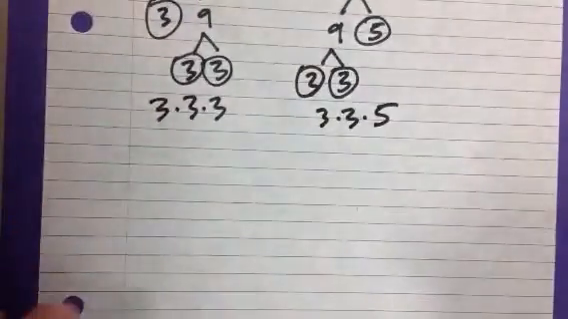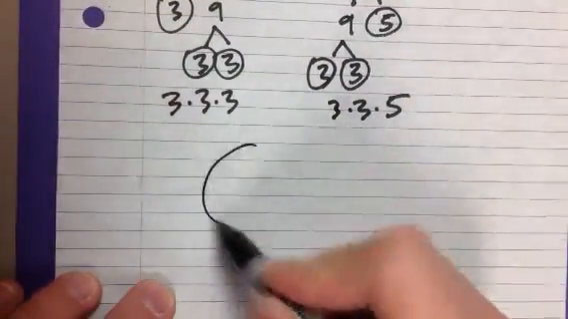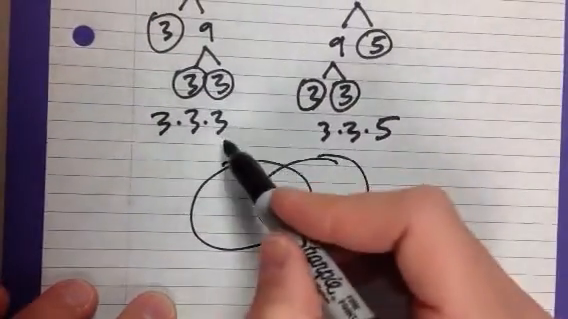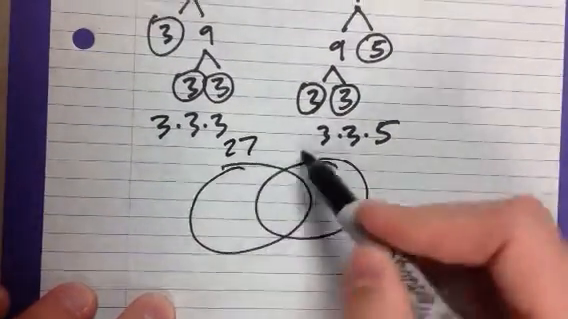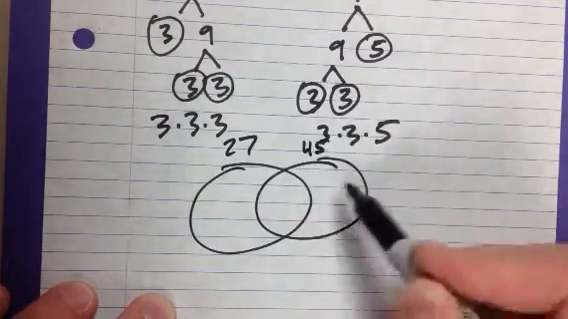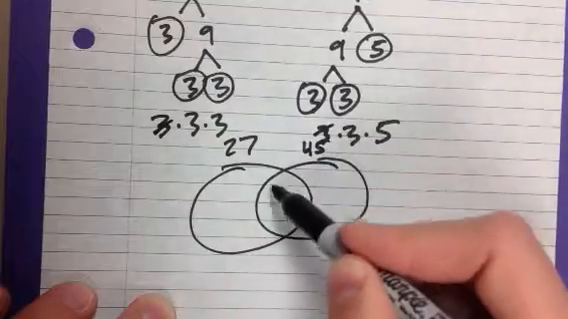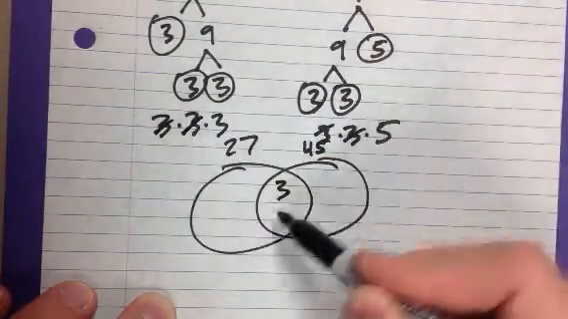Then we make a Venn diagram, and you may not recognize the name for this, but I'm sure you recognize the picture. So everything that goes with 27 will go in this circle. Everything that goes with 45 goes in this circle. Anything they share has to go in this middle part. So you can see they each have a 3. They each have another 3 that they share.